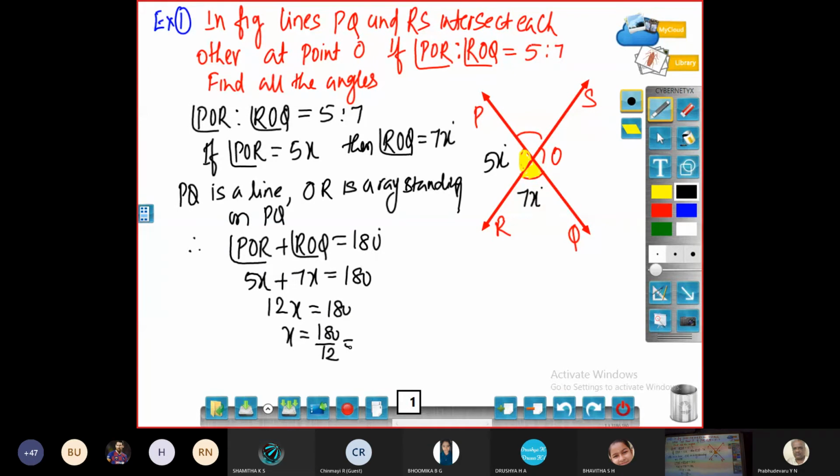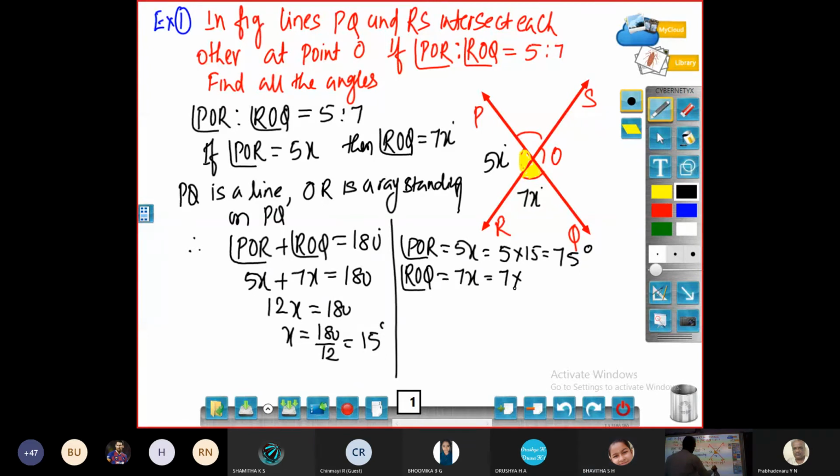Simplify this. What will you get? 12 ones are 12, 6 remains. Sir, 12 fives are 60. X is equal to 15. So if X is equal to 15, then POR is equal to 5x, 5 into 15. So what is the angle? It is 75 degrees. Similarly, ROQ is 7x, it is 7 into 15, which is equal to 105 degrees. So we got two angles.